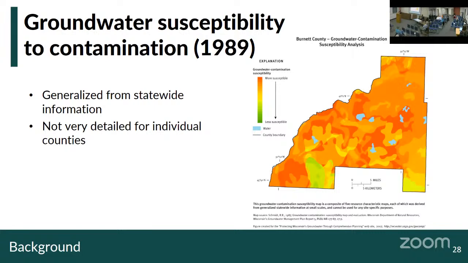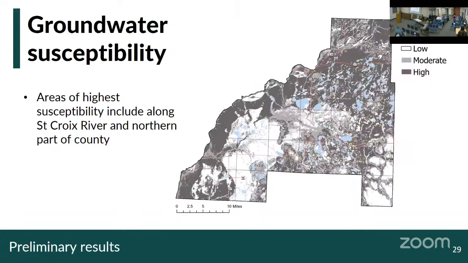This is if we zoom in on that map into Burnett County. It's not super helpful because it's made from generalized statewide information. And so we use more specific information to make a map specifically for Burnett County. And that's what you see up on the screen now, our susceptibility map for Burnett County. You can see the darker the color, the higher the susceptibility. So we have our highly susceptible areas kind of along the St. Croix River in the northern part of the county and in stream valleys in the southeast over here.